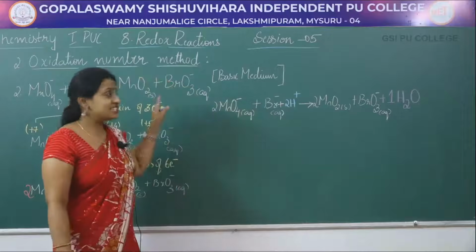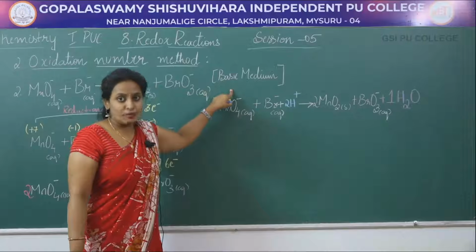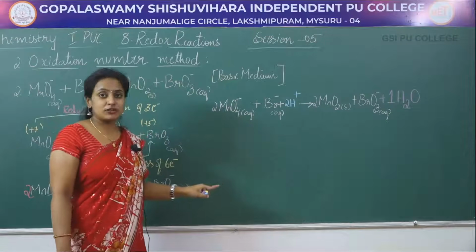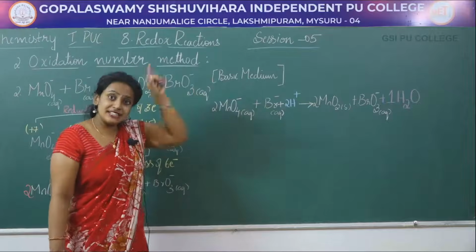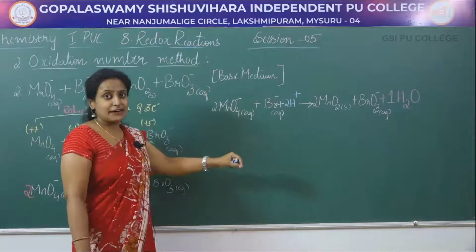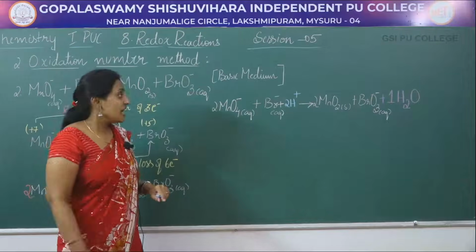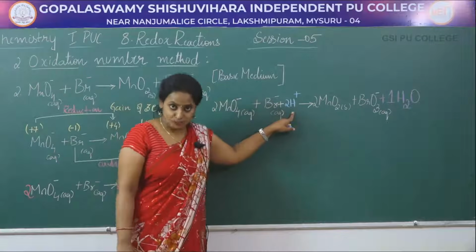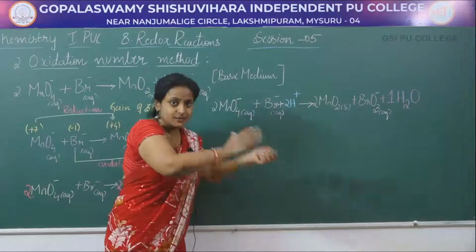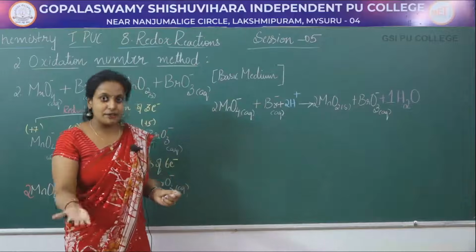But the redox reaction is taking place in a basic medium. So, we should add OH minus. This will be your last step when you are balancing the redox reaction in basic medium. In acidic medium, the earlier step is your last step. As we are balancing in basic medium, add OH minus ions. How many should be added? As many OH minus ions as hydrogen ions present, we should add to both the sides.